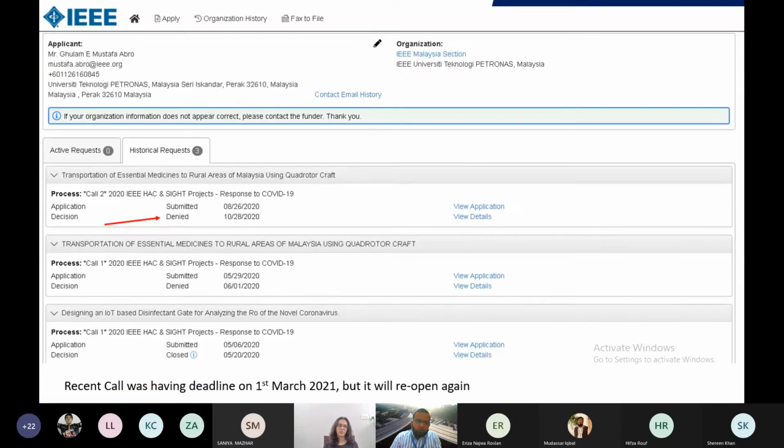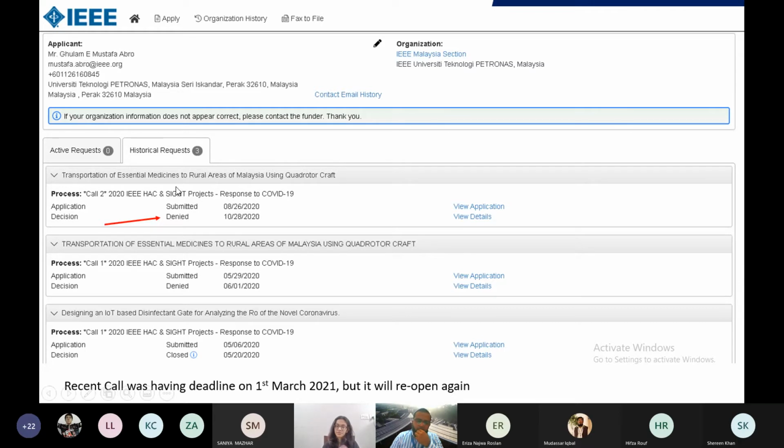So over here, you can see this one was denied, like they rejected. And the topic was transportation of essential medicines to rural areas of Malaysia using quad rotorcraft. I hereby want to mention that my PhD is actually on drones, so I was willing to contribute something similar within my research interest.